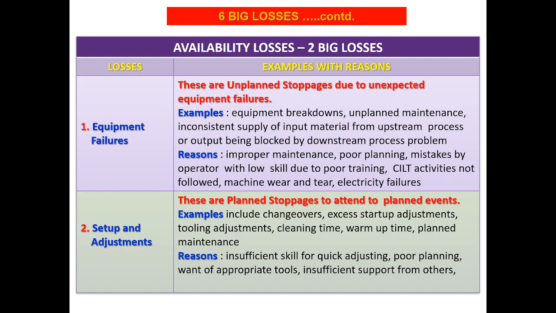Now let's see the big losses in detail. First, the availability losses. The first loss is equipment failures. These are unplanned stoppages due to unexpected equipment failures. Examples are unexpected equipment breakdowns, unplanned maintenance, inconsistent supply of input material from the upstream process, or output being blocked by a downstream process problem.